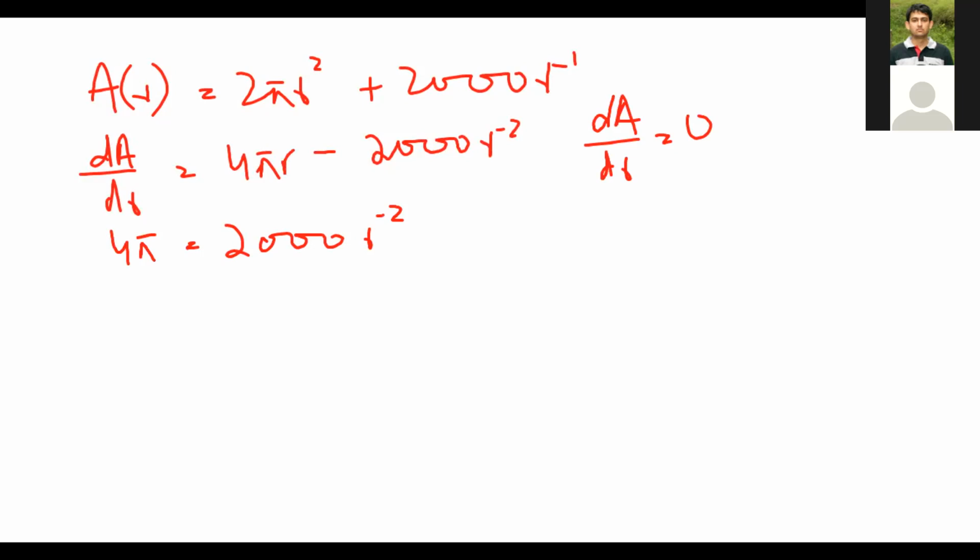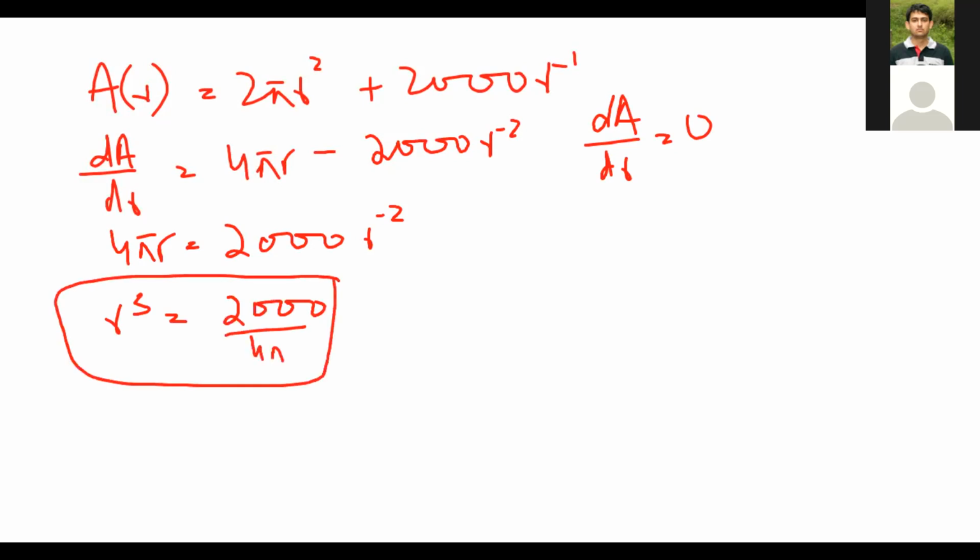Sorry, we just forgot to write this thing. This will be 4πr, and this is going to be r³ = 2000 divided by 4π. If you have any issues, you can just pause the video and see how I rearranged the terms in this equation. When I solve this, r is going to be the cube root of 500 divided by π, which is nearly equal to 5.42.